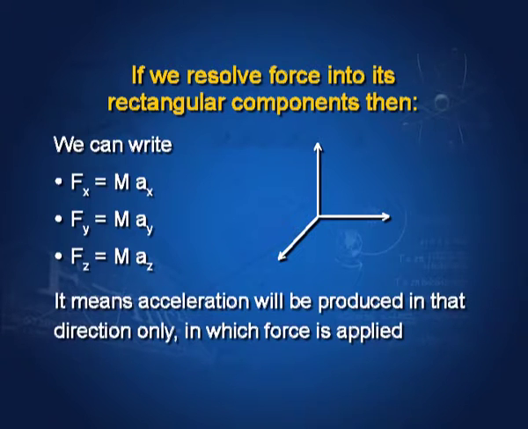It means acceleration will be produced only in the direction in which force is applied. If force is acting along x axis, then acceleration will be along x axis. If force is along y axis, then acceleration will be along y axis. If force is along z axis, then acceleration will also be only along z axis.